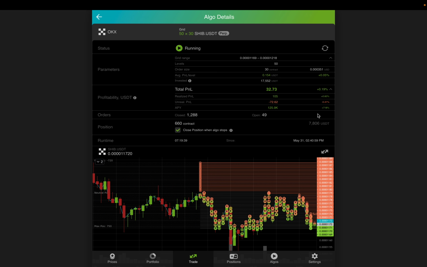And the question, or the goal for us trading grids, always is to find that optimal level between very tight and very loose grid to maximize profitability.